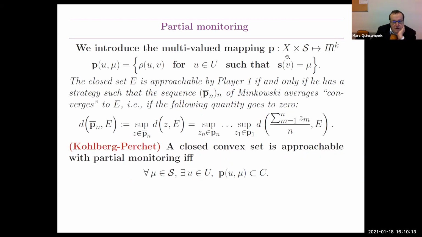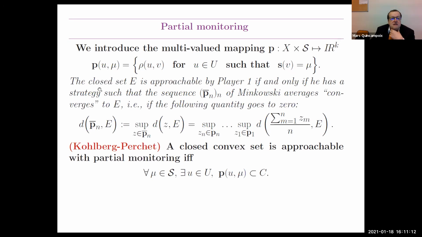Okay, so now some definitions. We will introduce a multi-valued mapping P, from U, the simplex of the first player's actions, times S, the set of values of the signal map, to R^K. What is this mapping P? When you have an element mu in S and u in U, it is the set of payoffs generated by the action u and all v such that the signal of v is compatible with mu, meaning that S of v is equal to mu. So this is a set-valued map.